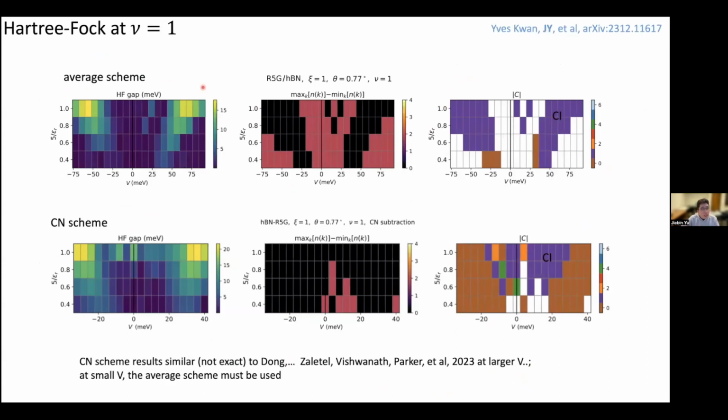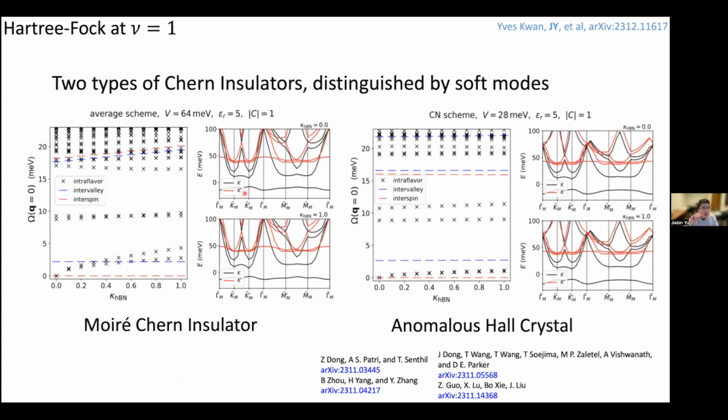We see a large region of CI. In the charge neutrality scheme, we also see a large region of CI based on a similar mechanism of changing Chern number. But what is the difference between this Chern insulator in the average scheme and CI in the charge neutrality scheme? The difference is in the soft modes. Okay, let me explain what these two figures mean.